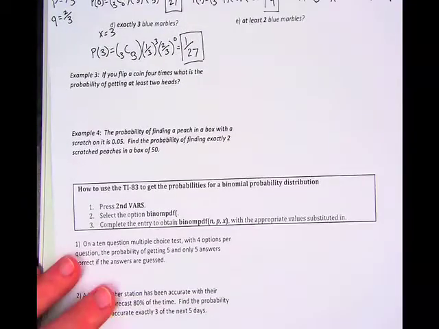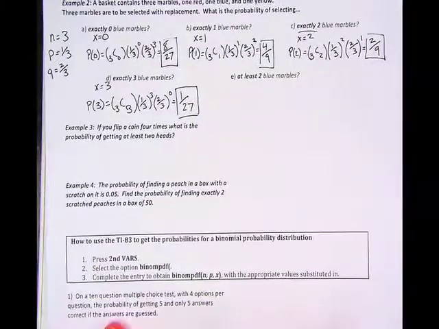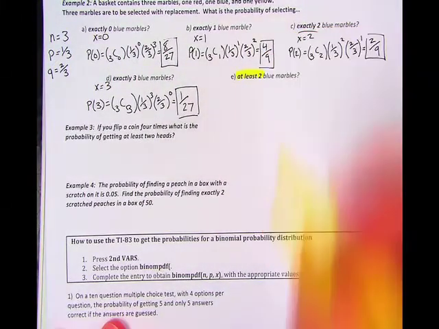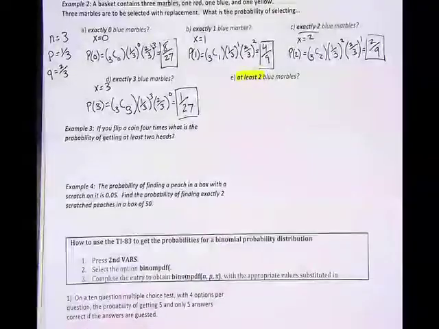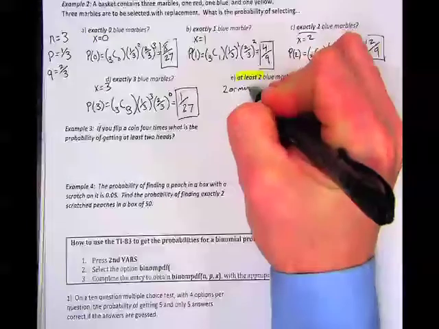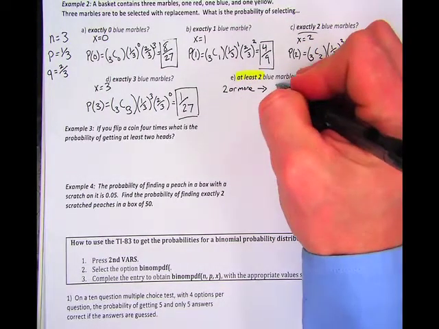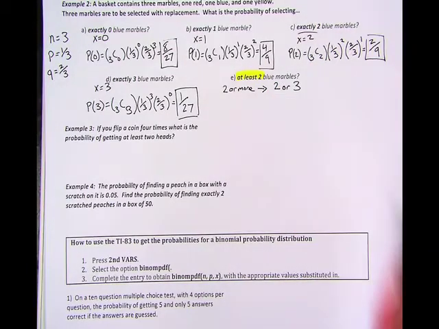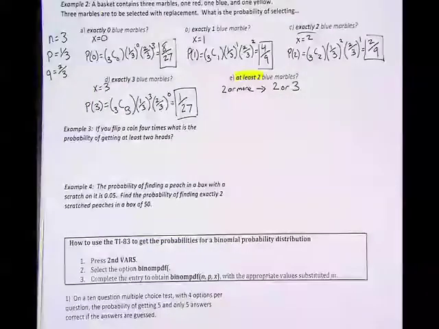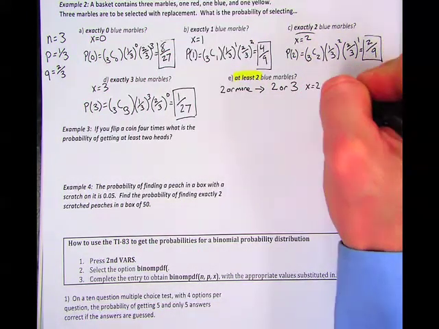Now our next question throws kind of a twist in things. It wants to know the probability of at least 2 blue marbles. So the word at least 2 means to us 2 or more. And what that means is 2 or 3, because or more in this case only can go up to 3. So what we're going to do here is let x equal 2 or x equal 3.